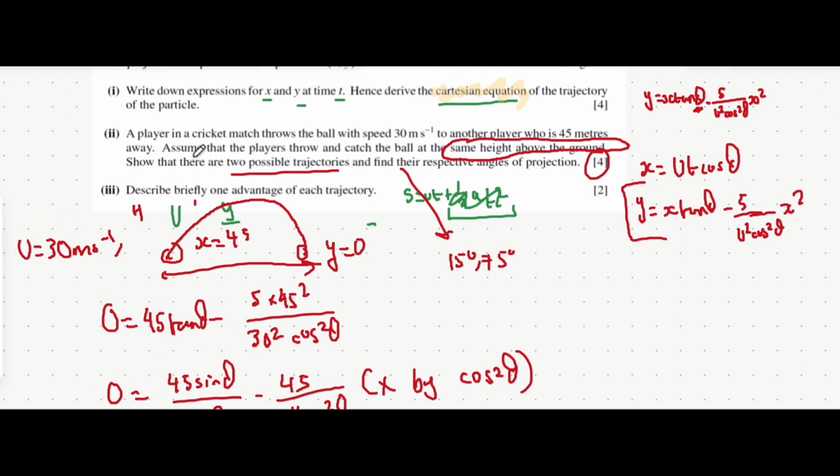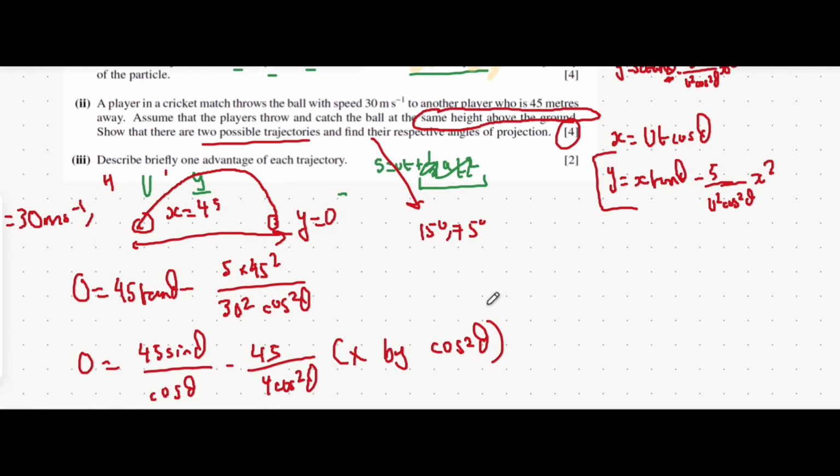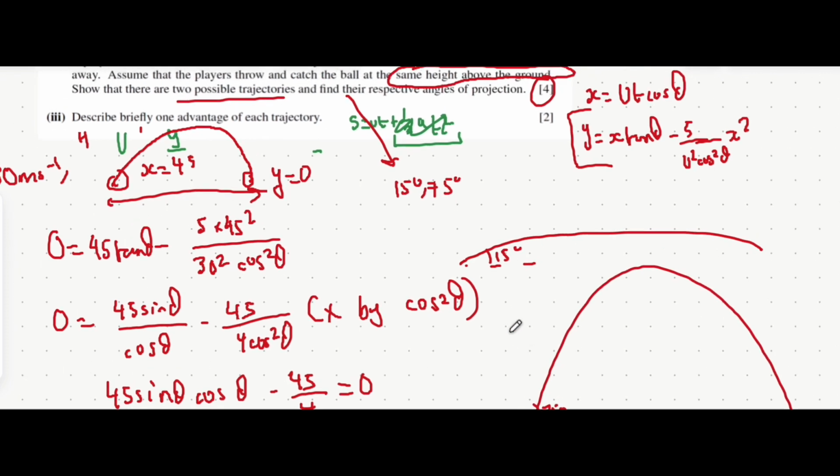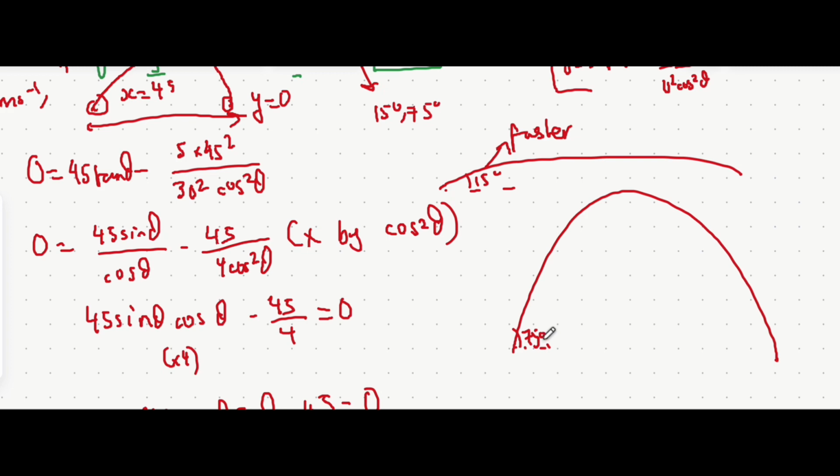Describe briefly one advantage of each trajectory. So the 15 degrees one means that it's going to look more like this, with the angle above the horizontal at 15 degrees, and the 75 degree one is going to look more like this, with this angle here being 75 degrees. The advantage of it being 15 degrees is it'll be faster because the horizontal component would be faster. The advantage of 75 degrees is if there are any obstacles, it's more likely to overcome them. So more likely to overcome obstacles.